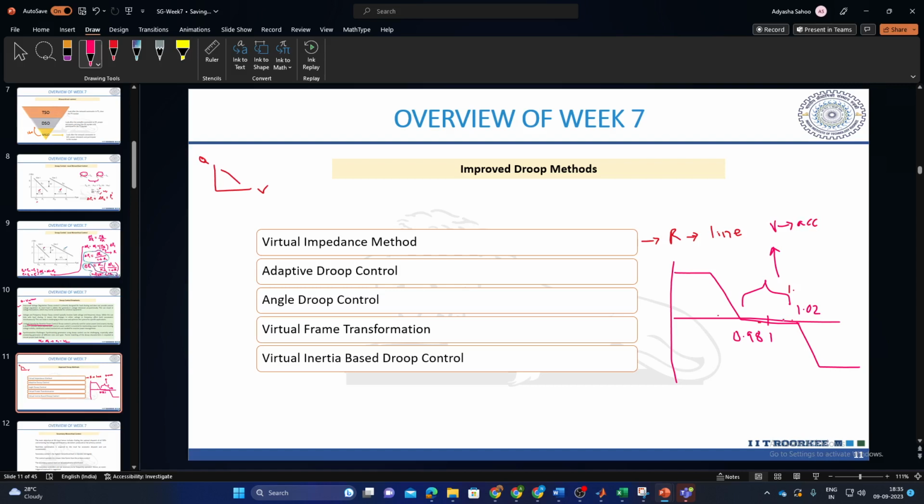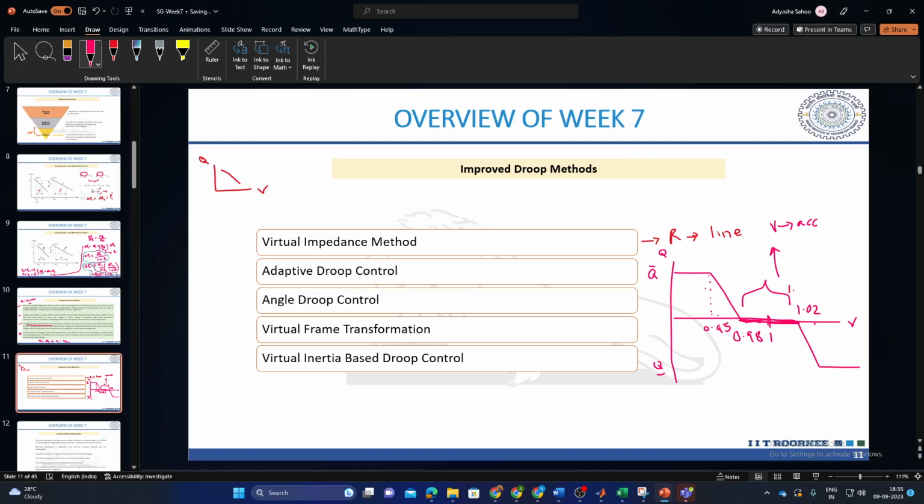So we don't want any Q support. Basically here it is Q. We don't want any Q support from the grid. So during this phase, when the voltage is between 0.98 to 1, we are not taking any Q support. But as soon as the voltage decreases from this range, and this is the Q max, and you can say this is the Q min or negative of Q max, and let's say this point is 0.95.